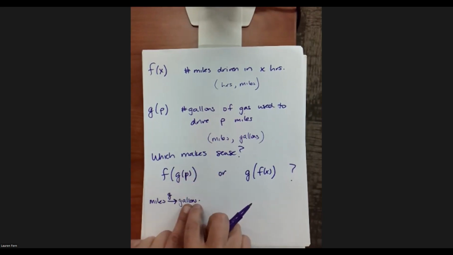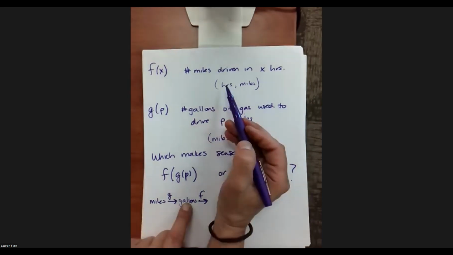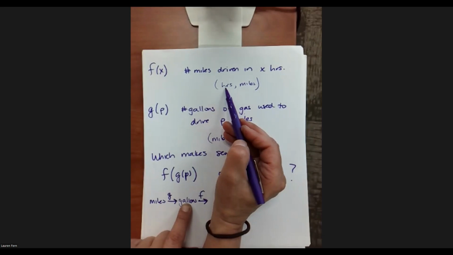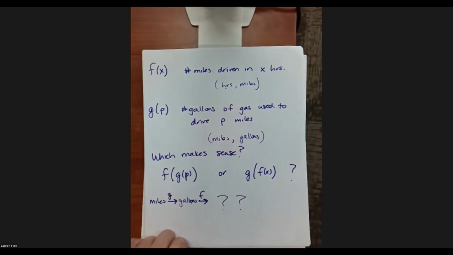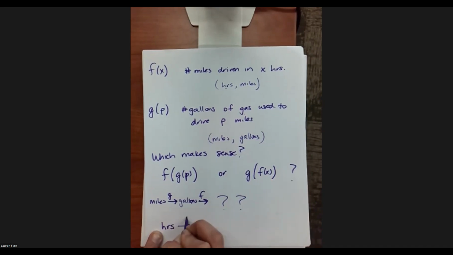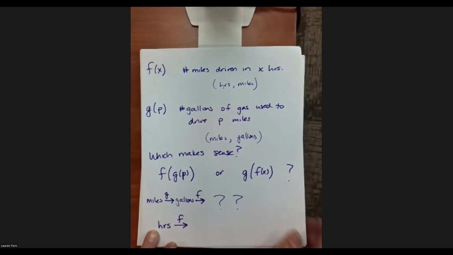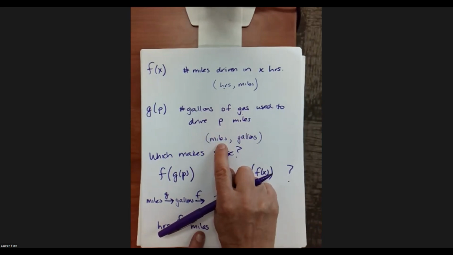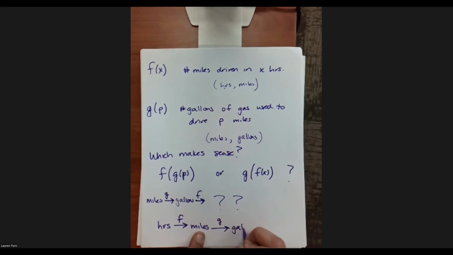Now, if I'm doing the composition, wouldn't I take that value now and plug it in my function F? Does it make sense to plug number of gallons in F? No, what is the input for F? Hours. Try it this way. Let's do this one. If I start with X, what does X represent? Number of hours. I plug that into F. What's my output for F? Miles. Is miles my input for G? Sure is. We'd plug that in G and then we'd get gallons. So this is the one that makes sense.